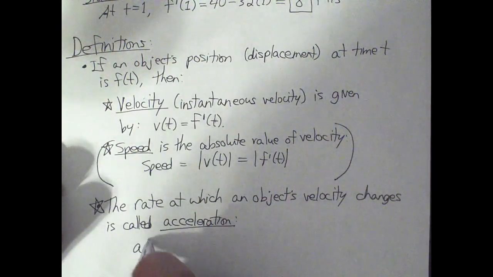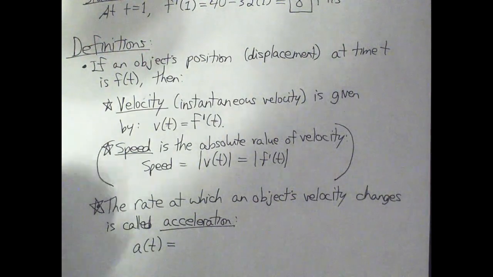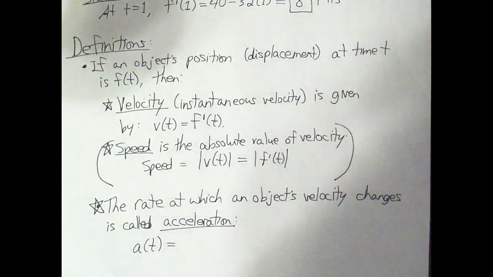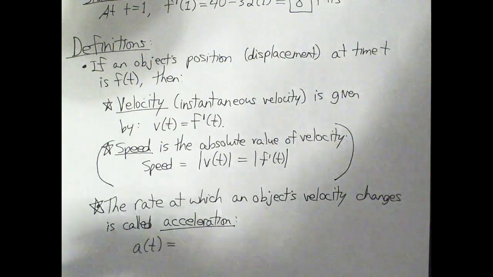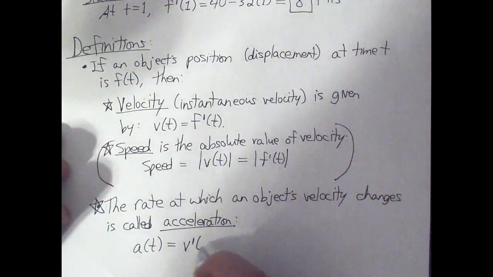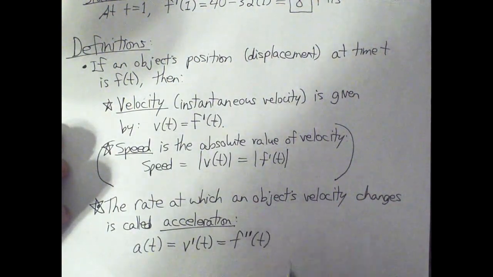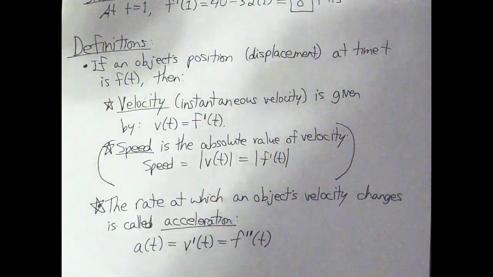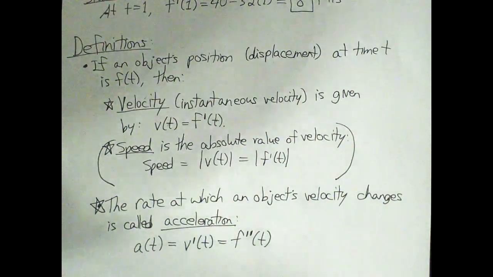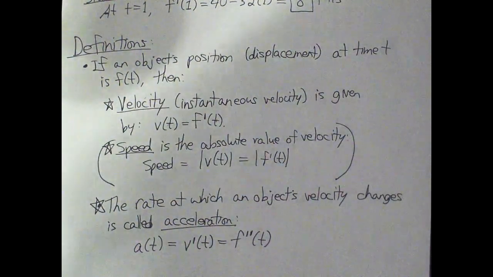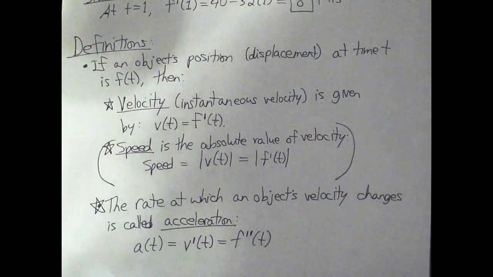We could call it a of t. So far, we had f of t for the location, displacement, position, whatever you want to call it. We had v of t for velocity. And now a of t is the derivative of velocity, which would be the second derivative of f. All right, cool. So that means that there is an actual use for the second derivative here.